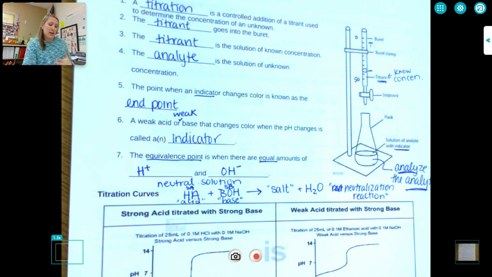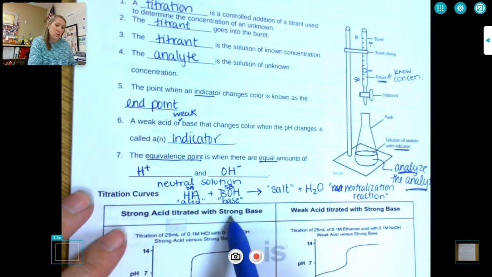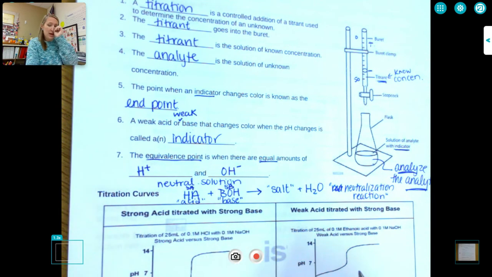Depending upon if we start with a strong acid and a strong base, those will totally neutralize each other. However, if we use a weak acid and a strong base, or a strong acid with a weak base, then our point of neutralization is going to be slightly acidic or slightly basic, depending upon what's strong and what's weak. So we're going to take a look at those.